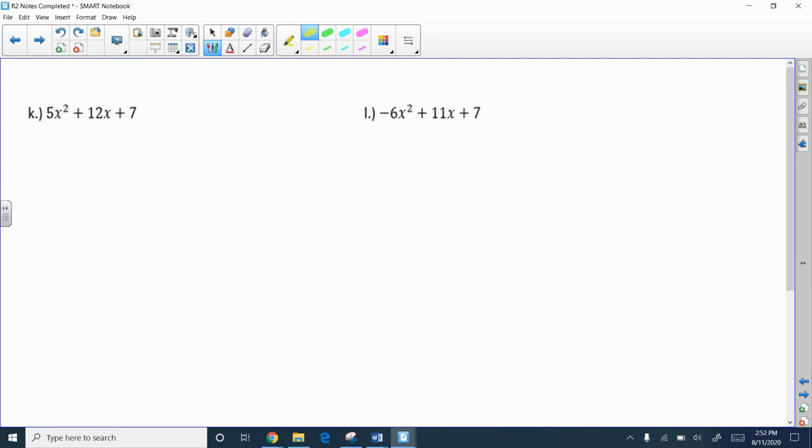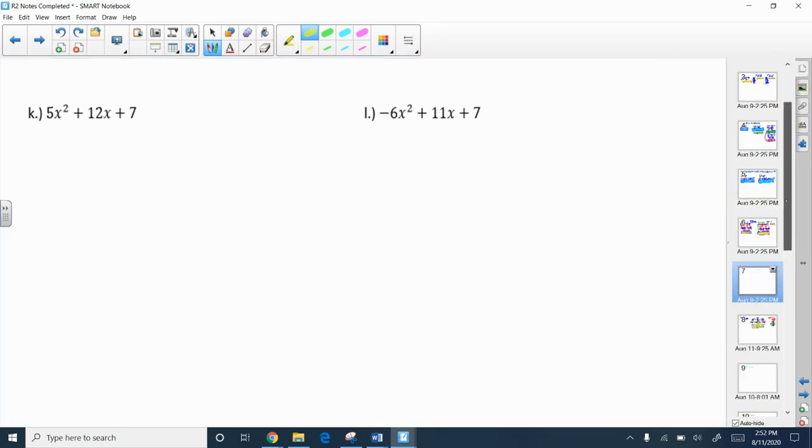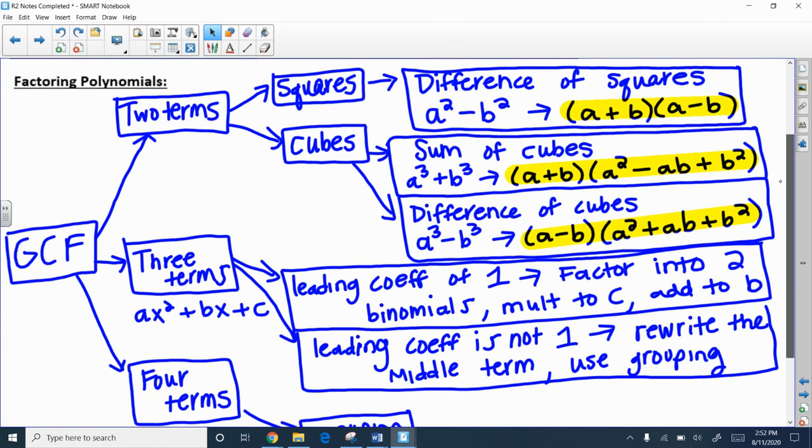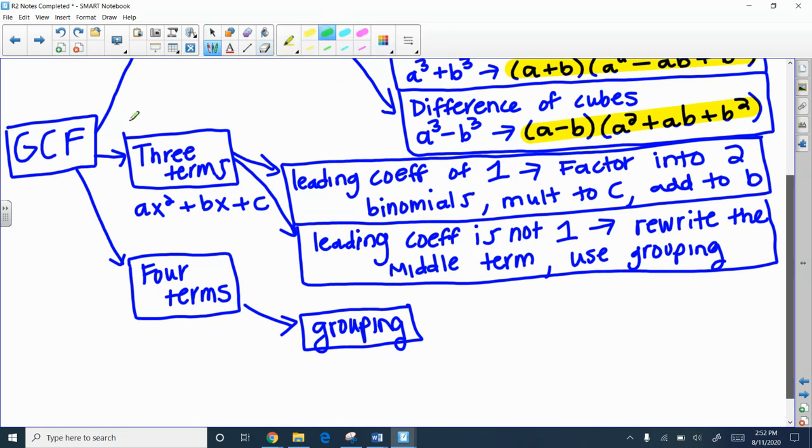So I'm going to go to the flowchart for just a second so we can look at what we're doing on this problem. So first, we look for a GCF. There isn't one, so I'm going to continue. This has 3 terms, and it is in the form ax squared plus bx plus c. So then I have to look at the leading coefficient, whether a is 1 or a is not equal to 1. A in this case was 5. It was not equal to 1. So this is a case where I'm going to have to rewrite the middle term and then use grouping.